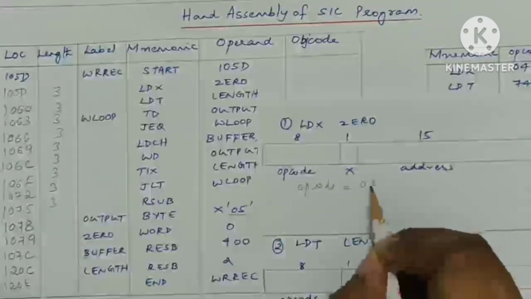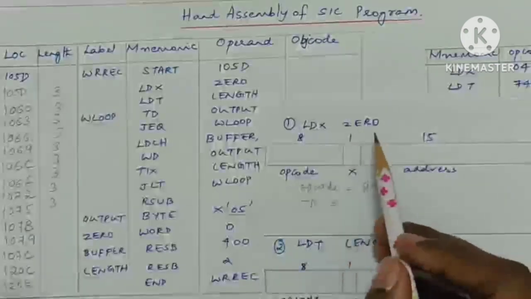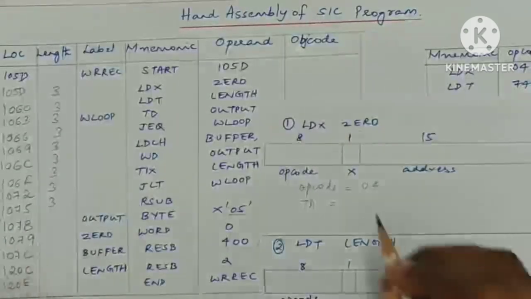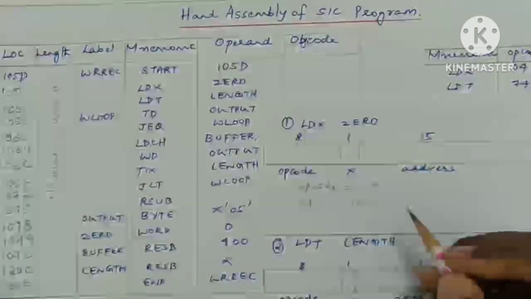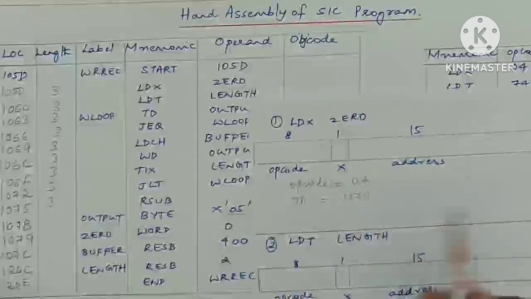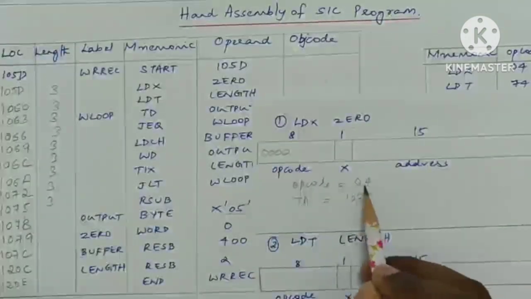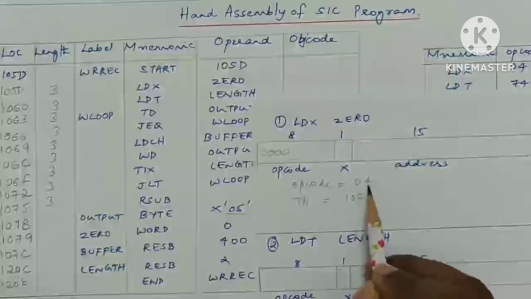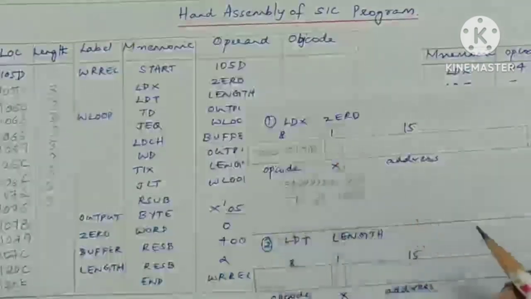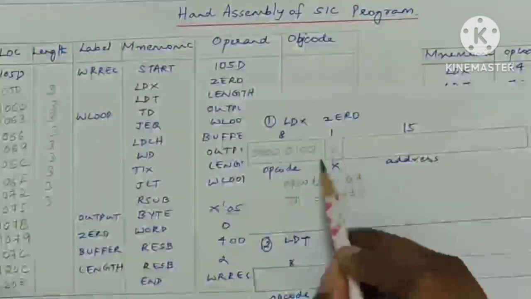For LDX, the opcode value is 04. And what is the target address? It is the address that points to the location 0. The 0 location points to 1079, so the target address is 1079. All you need to do is fill in this box with these values. The opcode is 04, and each of these is a hexadecimal value, so you have to write it in binary. 0 in binary and 4 in binary would be 0100. Then it's not indexed addressing mode, so you will have a 0 here.